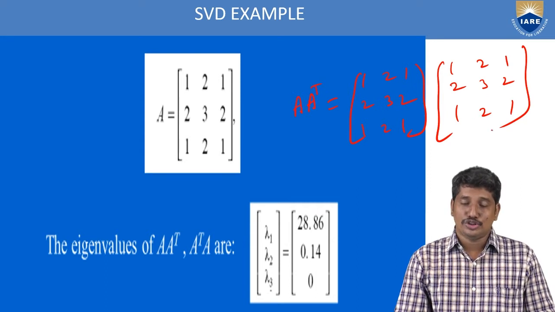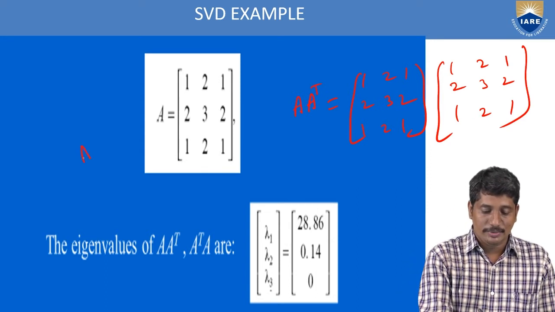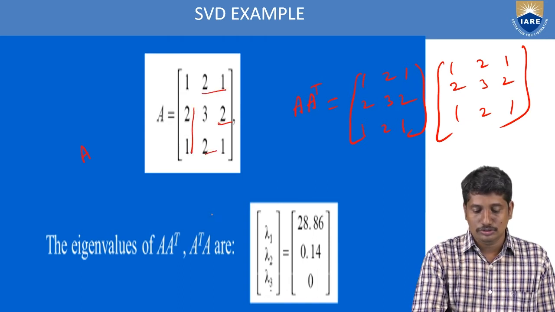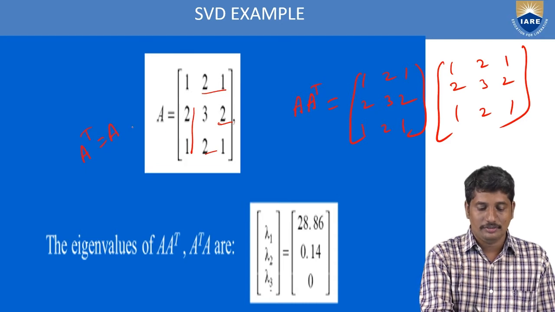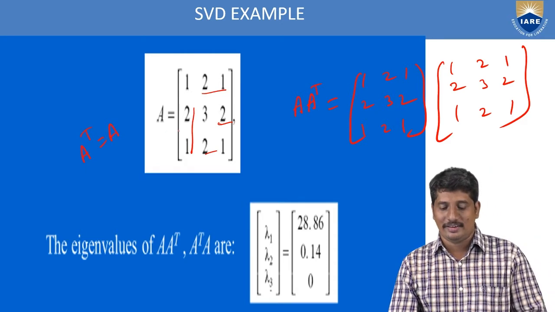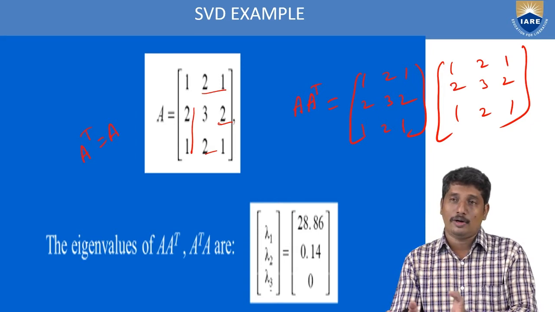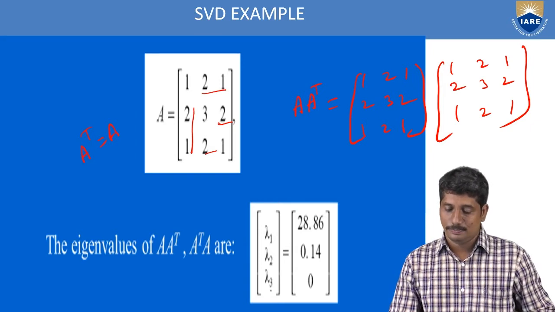Here, fortunately, A is a symmetric matrix. We can see that these elements, 2, 1, are the same, this is 2, this is 2. That means A transpose is equal to A. We can easily verify this is a symmetric matrix. And hence, A into A transpose means we are multiplying two identical matrices.